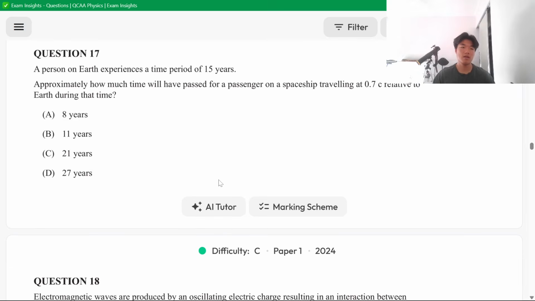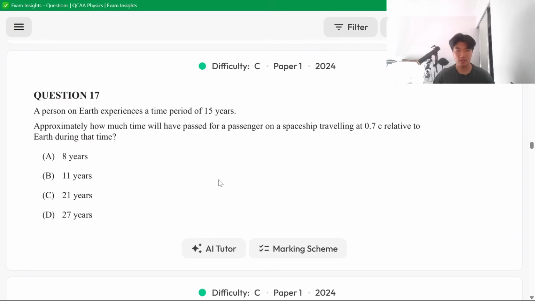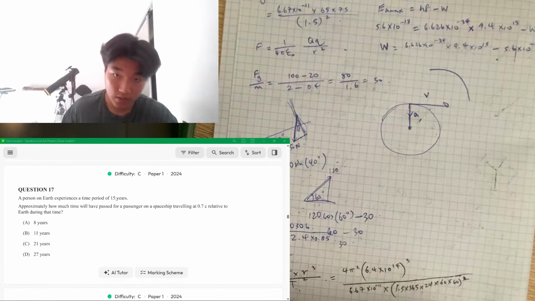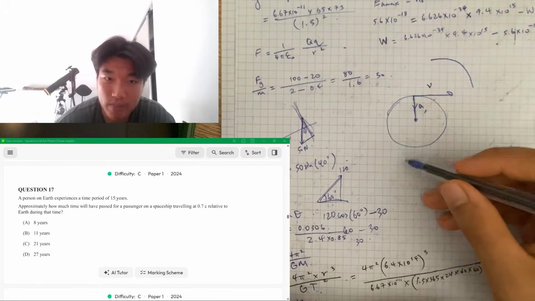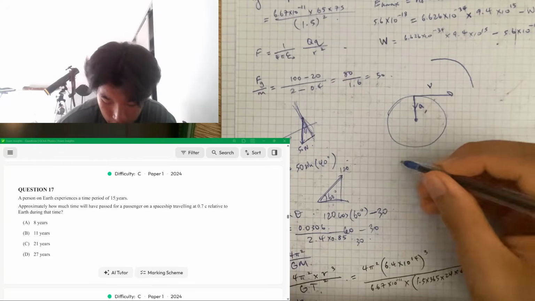A person on Earth experiences a time dilation of 15 years. Approximately how much time will pass for a passenger on a spaceship traveling at 0.7, or 70%, the speed of light relative to Earth during that time? Okay. So they would have experienced a shorter amount. So it's going to be A or B. Okay. Let's actually calculate it. So in this case, dilated time would be the person on Earth.